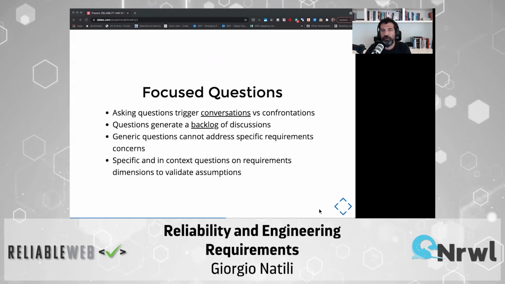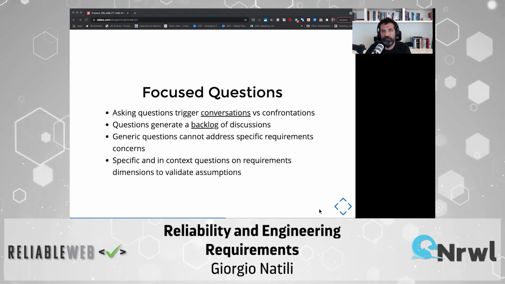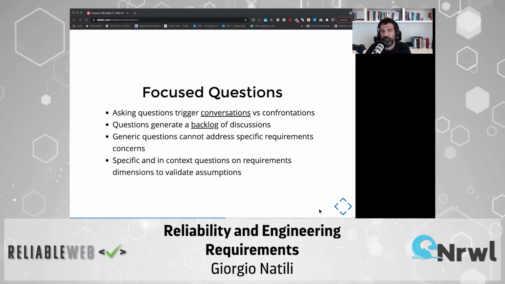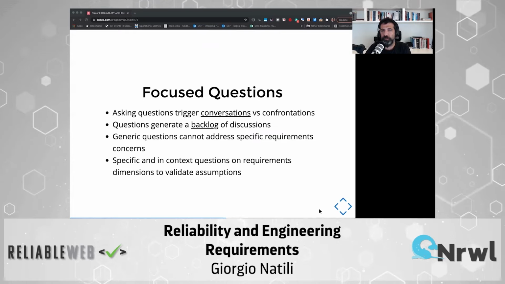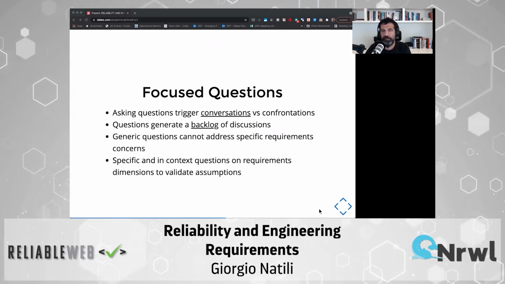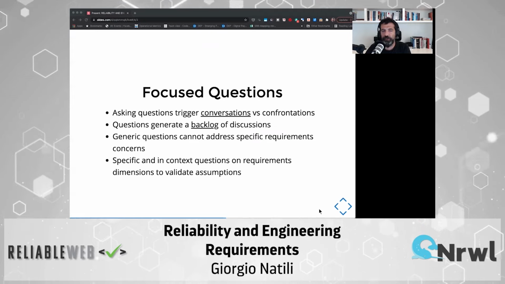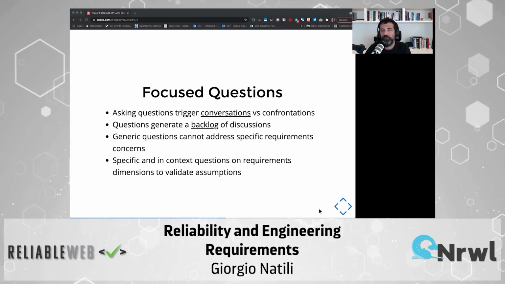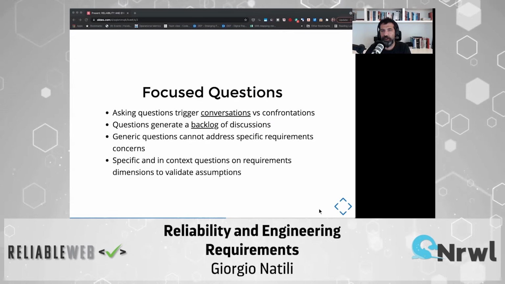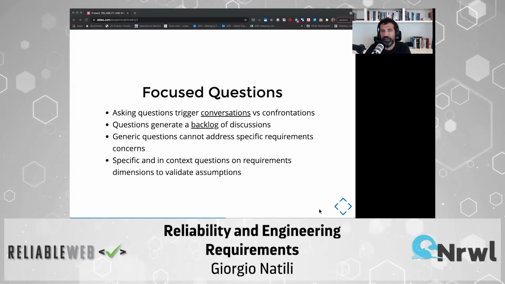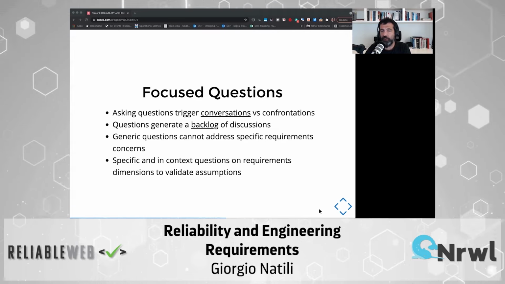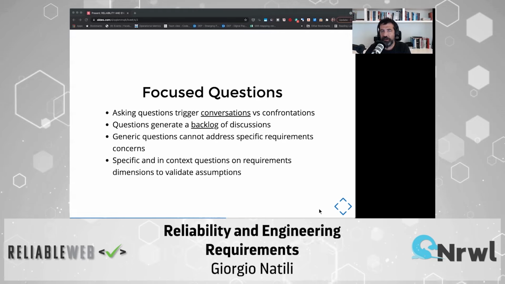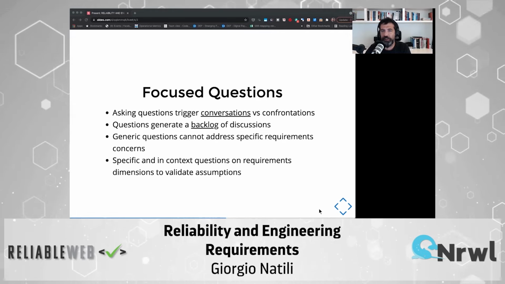The importance of focused questions is huge. Asking questions triggers conversations and sets up and poses any confrontation. Questions generate a backlog of open discussions when you are dissecting your requirements and trying to understand what constraints build the reliability of your system.